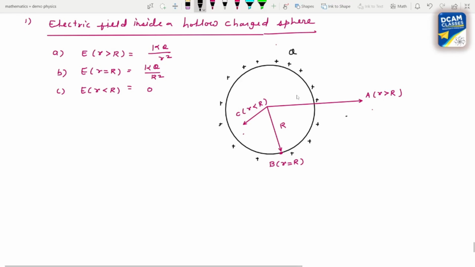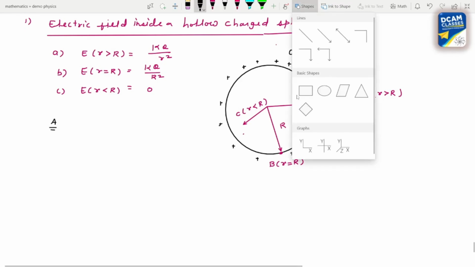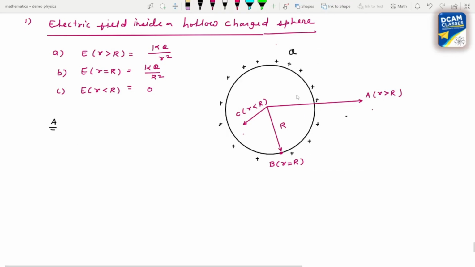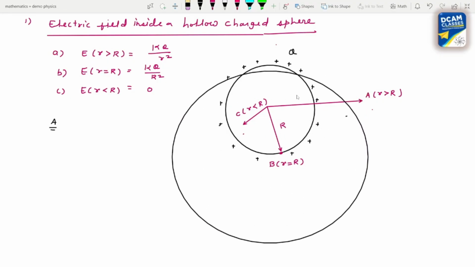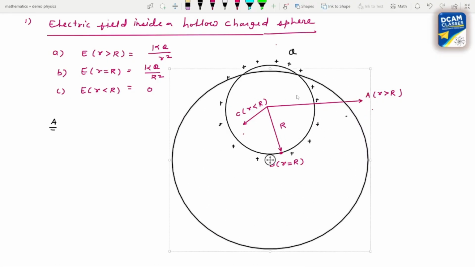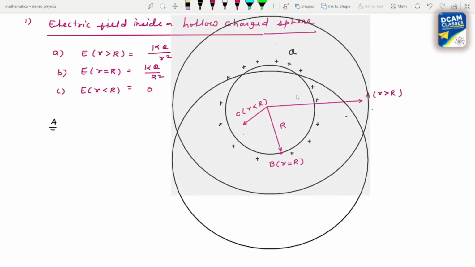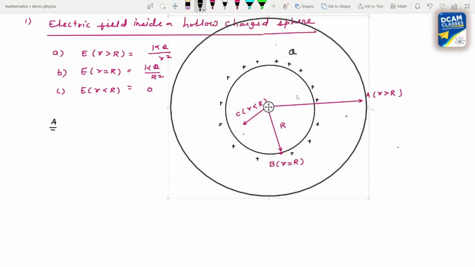See, if you are taking this outside part, for the point A, because we have to find the electric field at A, we will just construct a Gaussian surface here. It will be big, like this. Like this we have constructed the Gaussian surface. And why have we constructed it? Because we need to find out the electric field at this radius. Now the surface integral of E dot ds will be equal to Q inside by epsilon naught. Now our focus is this Gaussian surface.